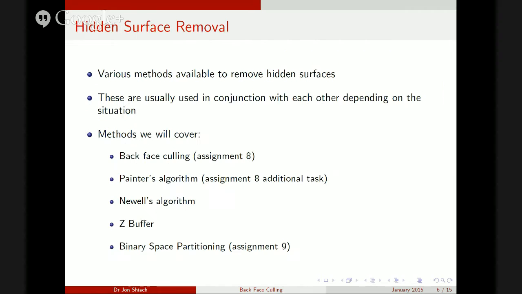Okay, so what we're going to be doing is having a look at various methods.